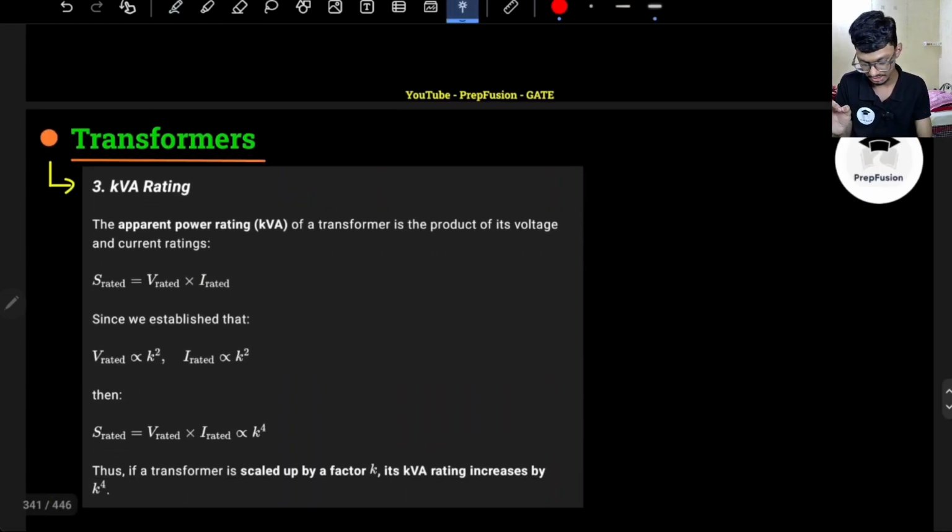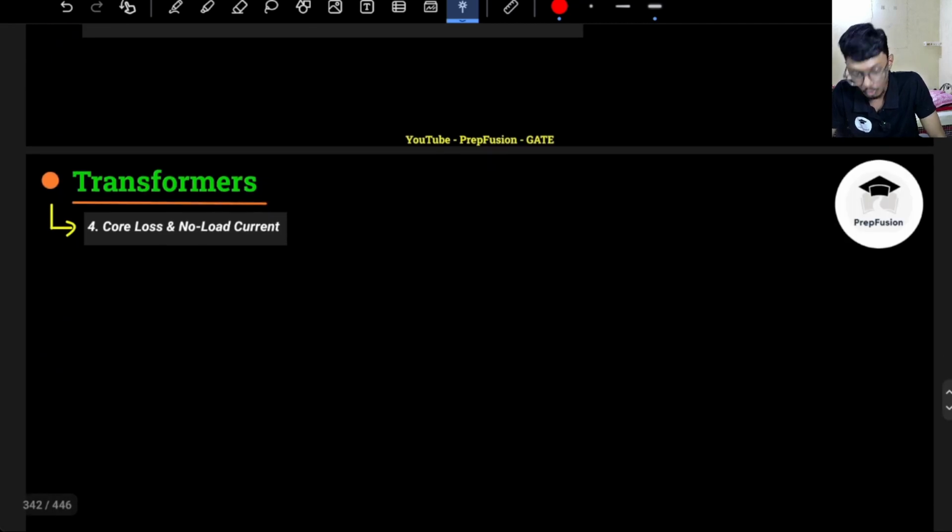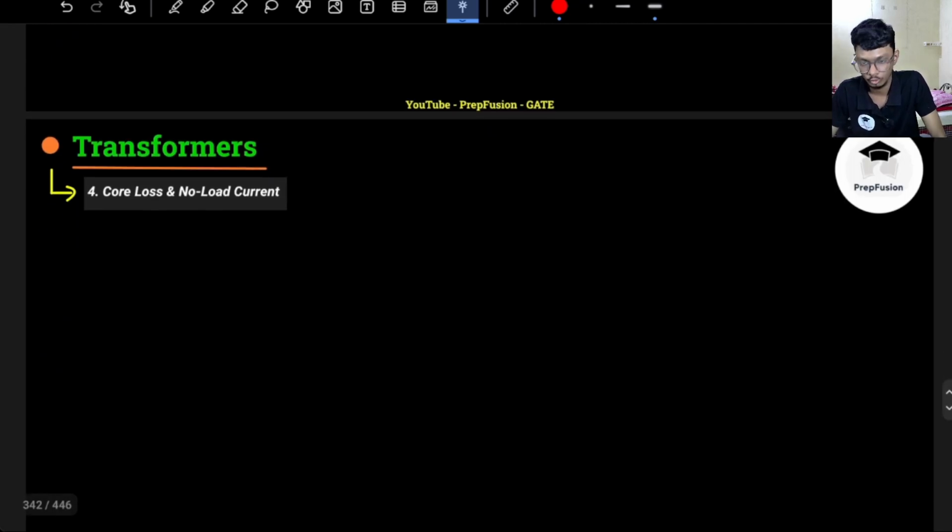If all the dimensions of the transformer are scaled by k, then the kVA rating of the transformer will be scaled by k raised to power 4. That is the conclusion. Now what about the core loss and no load current?